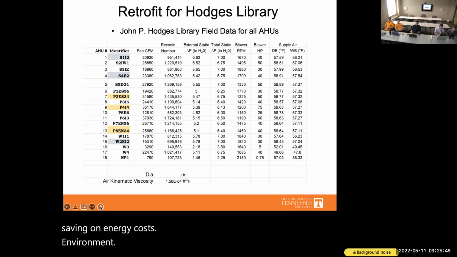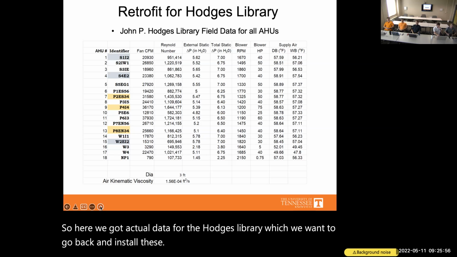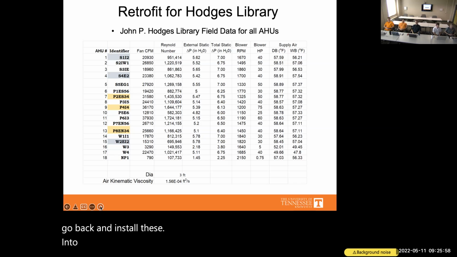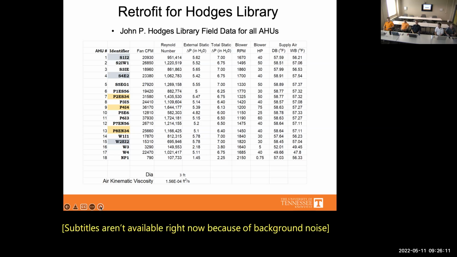So now here we've got actual data for the Hodges Library, where we want to go back and install these units, these air ions and the blenders. If you look, some of these air handler units are pushing out Reynolds numbers of over 1 million, which is highly, highly turbulent flow. That's where we want to start our implementation of our ion delivery system. We want to push those into air handler units that are putting out large volumes of air, where we can get a good mixing of our air and ions.